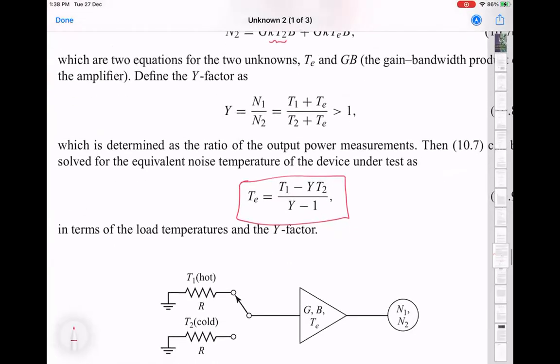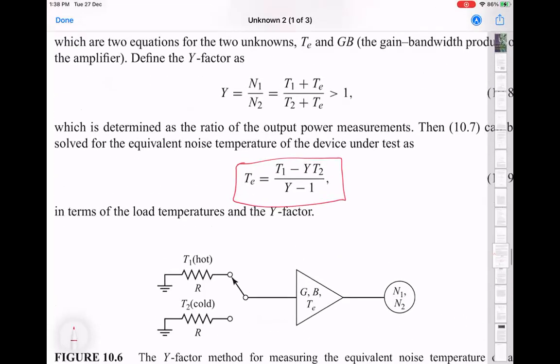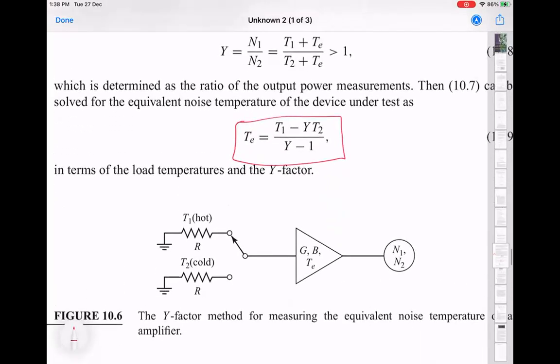So it's done something like this. You have a hot resistor and a cold resistor, and you switch the input from one to the other, look at the ratio, and you can get the noise temperature. You need two points, but essentially this is like an equation of a straight line. Sometimes you plot the noise as a function of temperature, and then you draw a line, and this negative intercept here gives you TE.